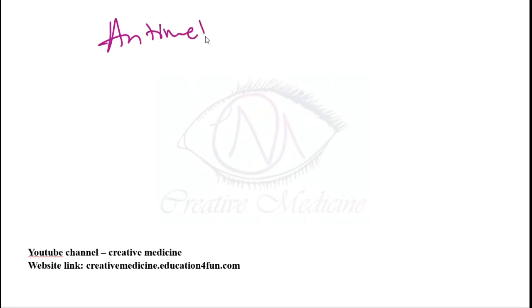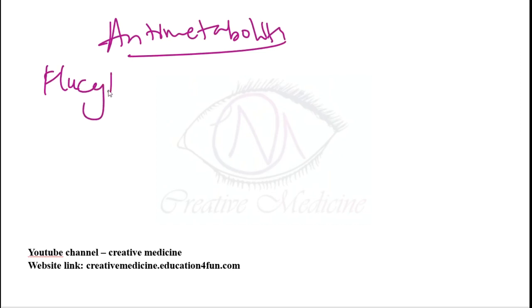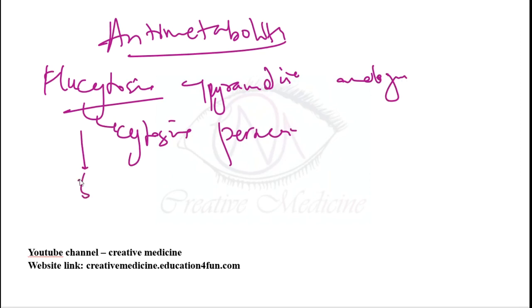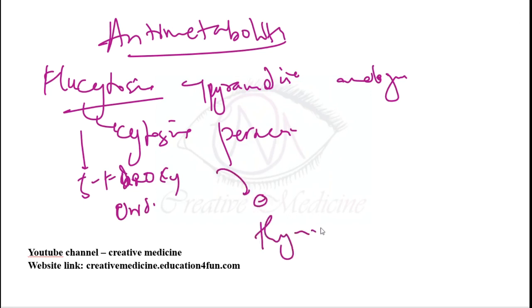Then the next important are the antimetabolites. In the antimetabolites, first we have flucytosine. Flucytosine is a pyrimidine analog taken up by cytosine permease, and it gets converted into 5-fluorouridylic acid and 5-fluorodeoxyuridylic acid. One main important thing is that this will inhibit thymidylate synthase.